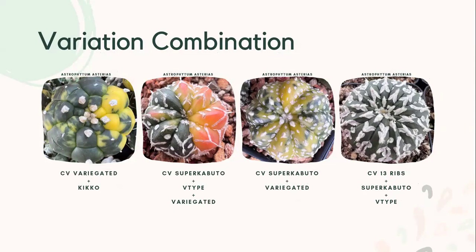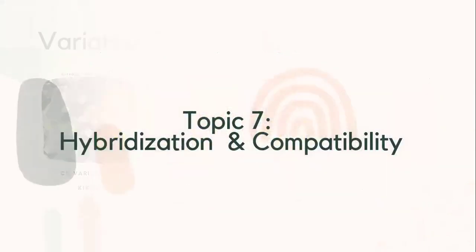But my favorite is this one. 13 ribs, Super Kabuto B type. I don't see anyone have one like that. So I just like that plant. And so right now we're going to talk about, I think this is the last topic.